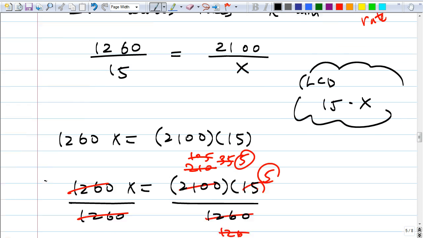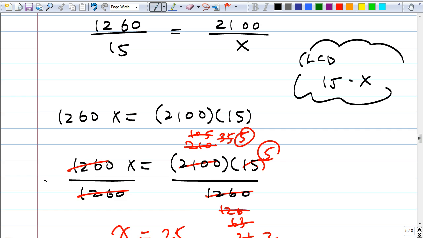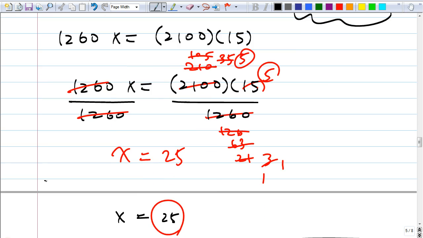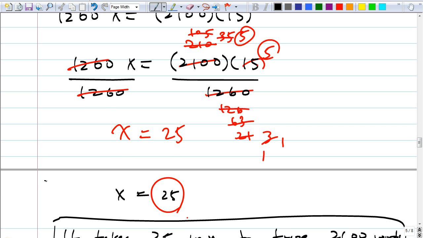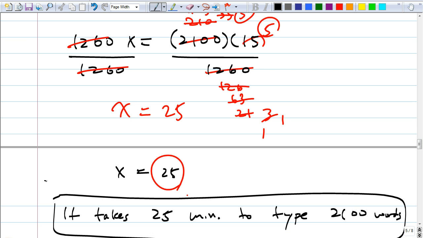How many people got, you cancel things out, how many people got 25? Yes? No? If you didn't, go ahead and check it with your groups. The answer is 25. Here's the work. Did you all write this as a sentence? It takes 25 minutes to type 2,100 words. Go ahead and fix it now. Go ahead, guys.